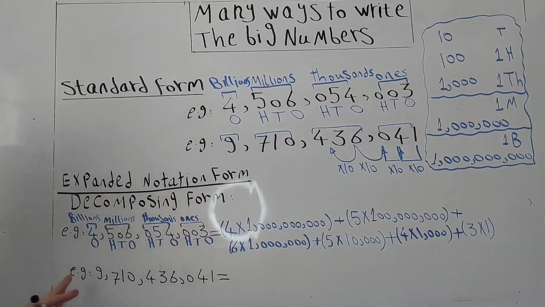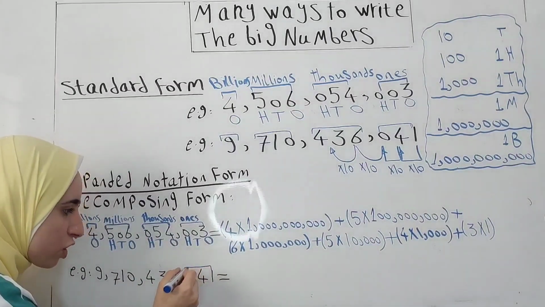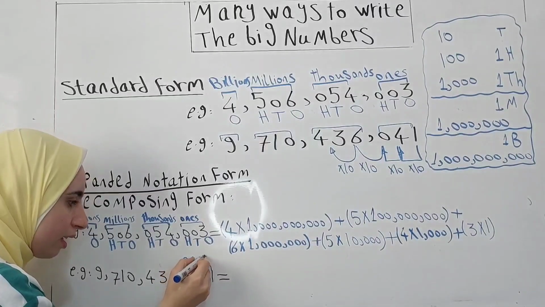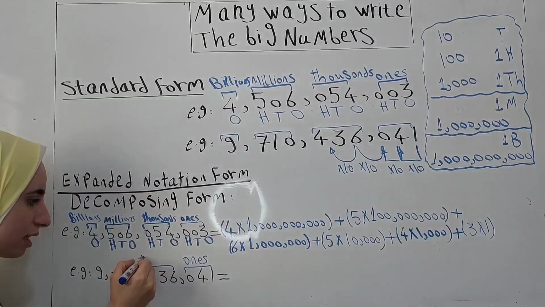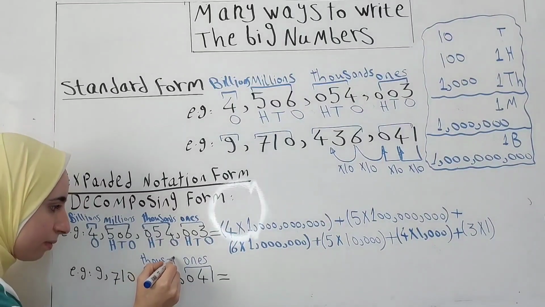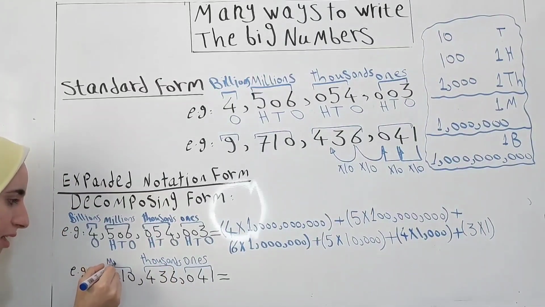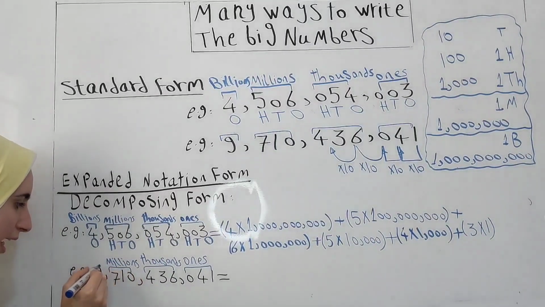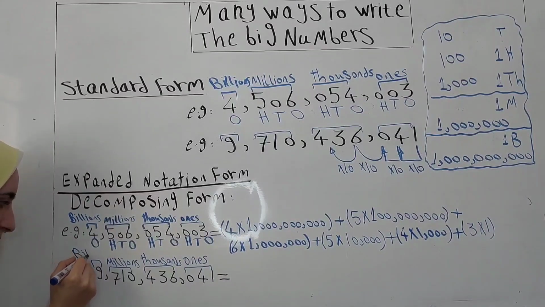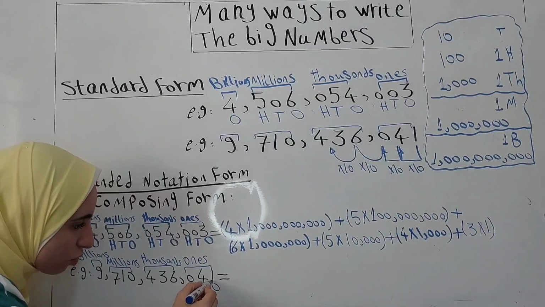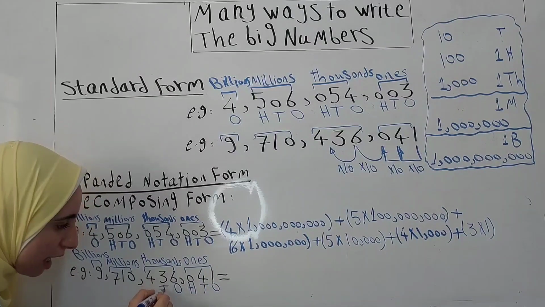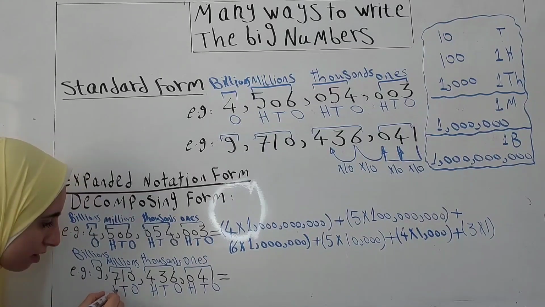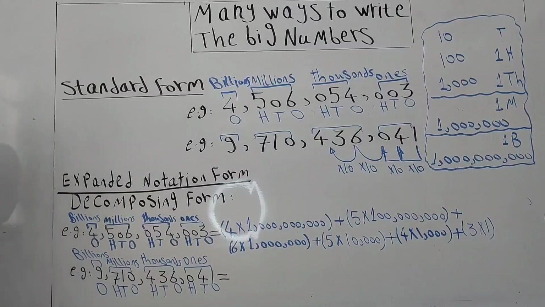We need to convert this number from the standard form to expanded notation form, or decomposing form. Write the name of each family above. This is ones, and the second one is called thousands, and the third one is called millions, and the fourth one is called billions or milliard. Now, each family has 3 places: ones, tens, and hundreds.